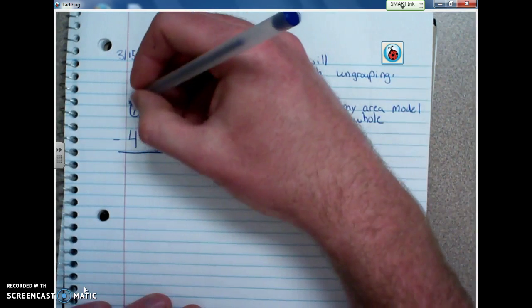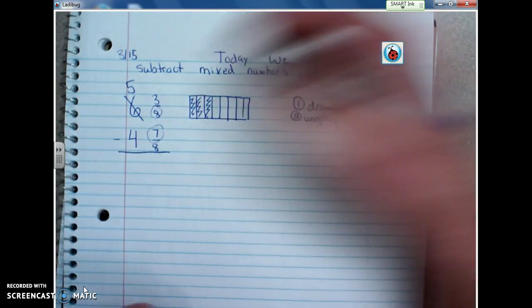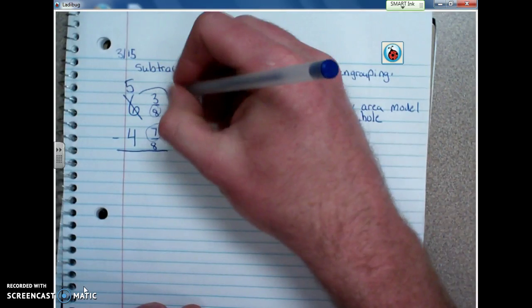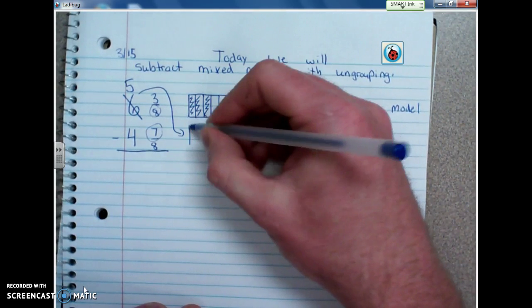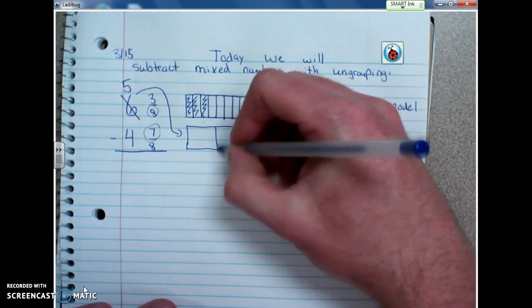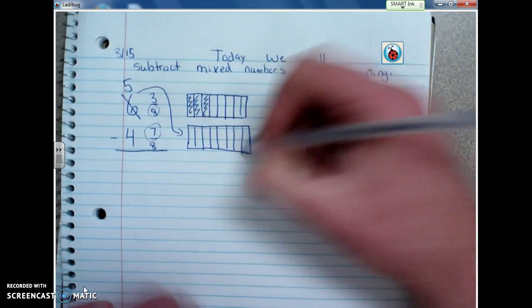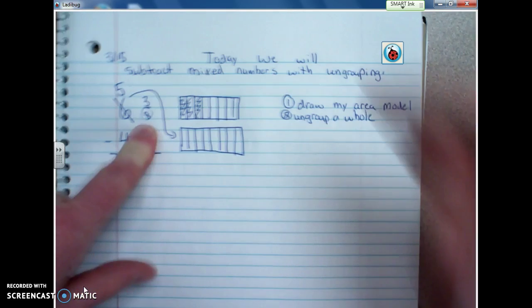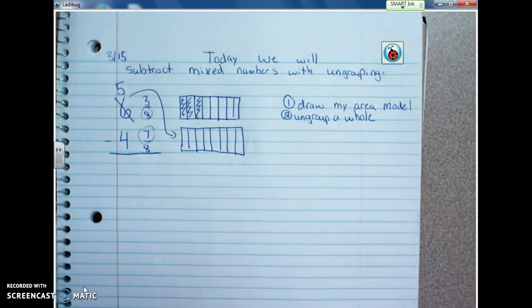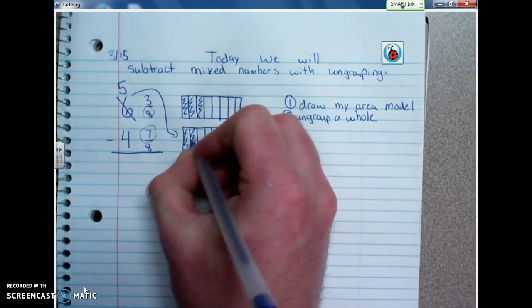So I'm going to take one of these wholes. So I ungroup a whole, so I have 5 wholes left. And that whole that I ungrouped, I'm going to make over here now. And I have to make it not into tenths. I don't ungroup it for 10 pieces. In this case, I ungroup it for 8 pieces because I have eighths. If I had 6, I'd ungroup it for 6 pieces. 12, I'd ungroup for 12 pieces. And I have all of those pieces.